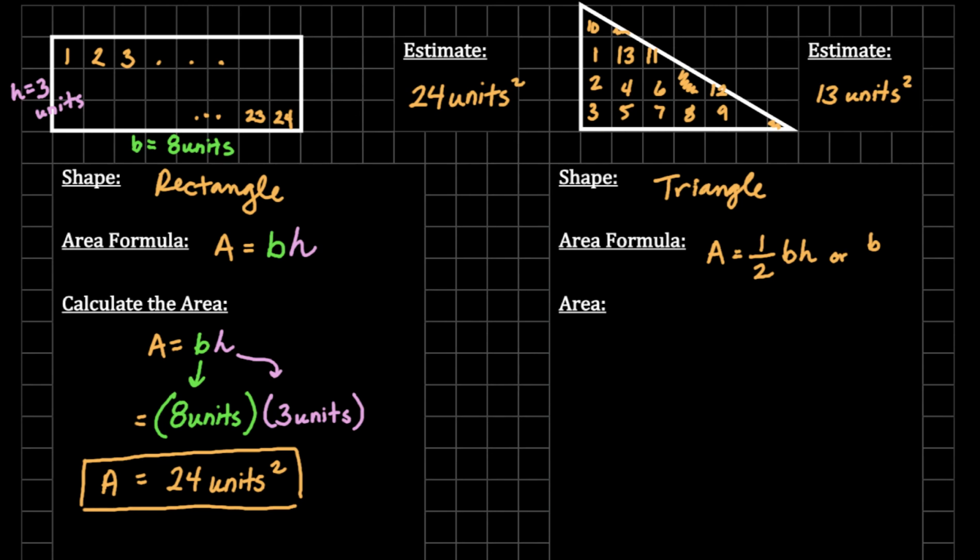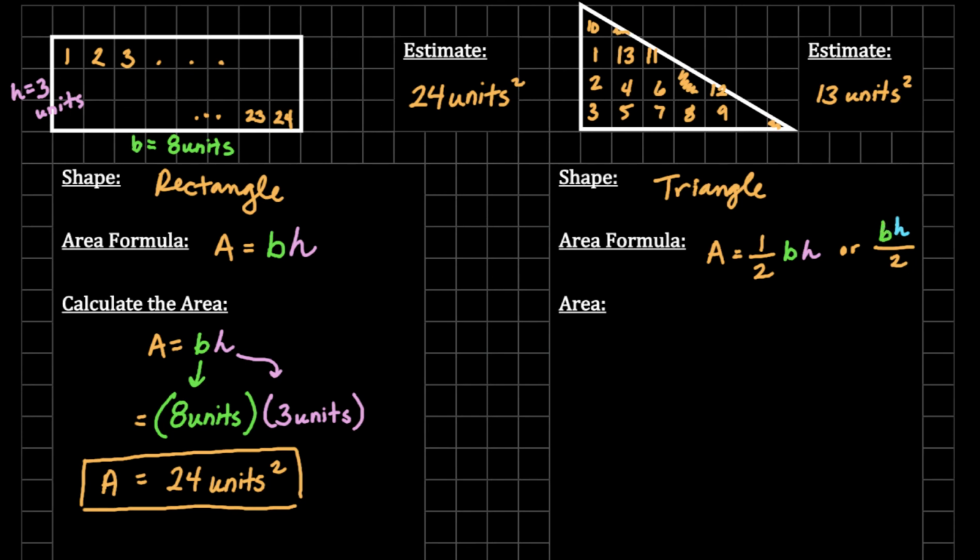I'm going to label these in colors again. Base, and then height. Or we have base times height divided by 2. Okay, base times height divided by 2.